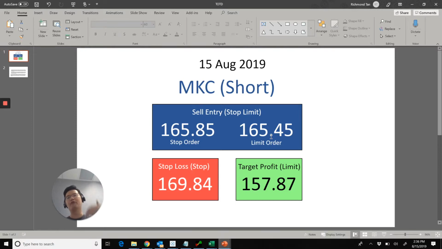So the stock has to move lower than yesterday for my trade to be triggered. My stop loss is 169.84, which is slightly higher than the price high yesterday. And then the target profit is two times the distance between the stop order and the stop loss, so it's 157.87. With all these numbers, I'm going to key into my trading account so that the orders can be created. Once the market opens, all these orders will automatically enter the system, and the trading platform is going to handle the management of all these orders.